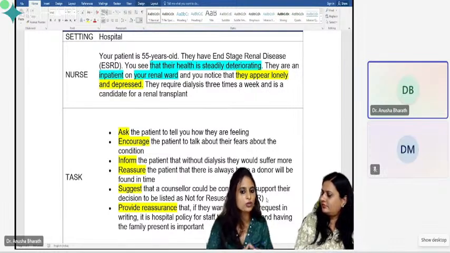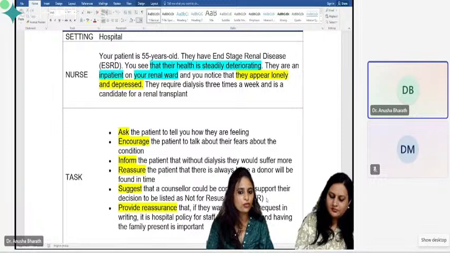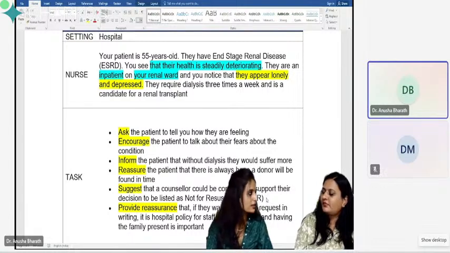And let me reassure you again that if you want to put your request in writing, it is the hospital policy for us staff to respect that at any cost. All right. And we also understand how important it is to have your family present during such important decision making.